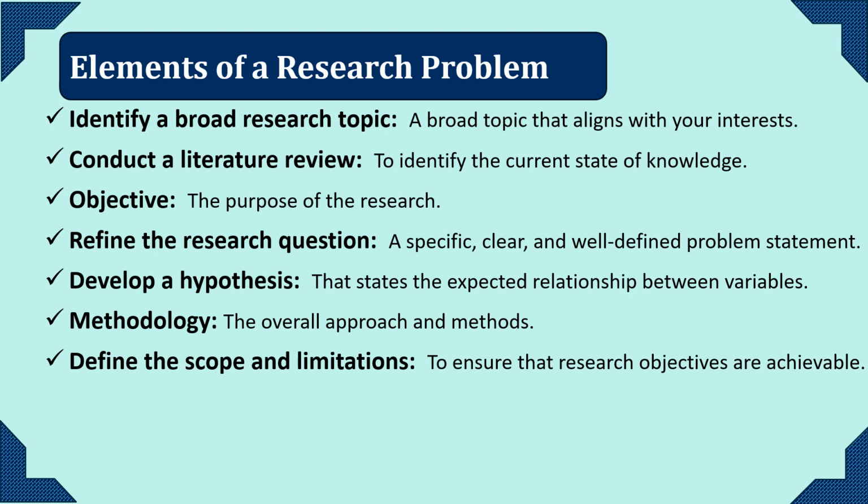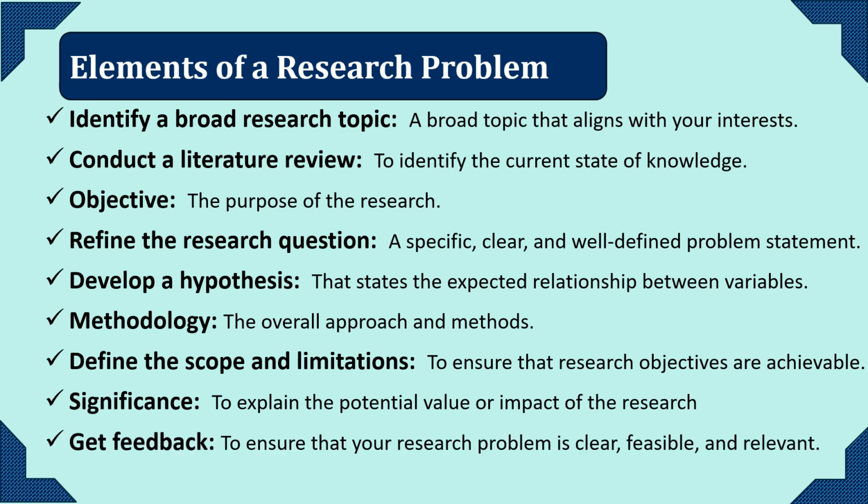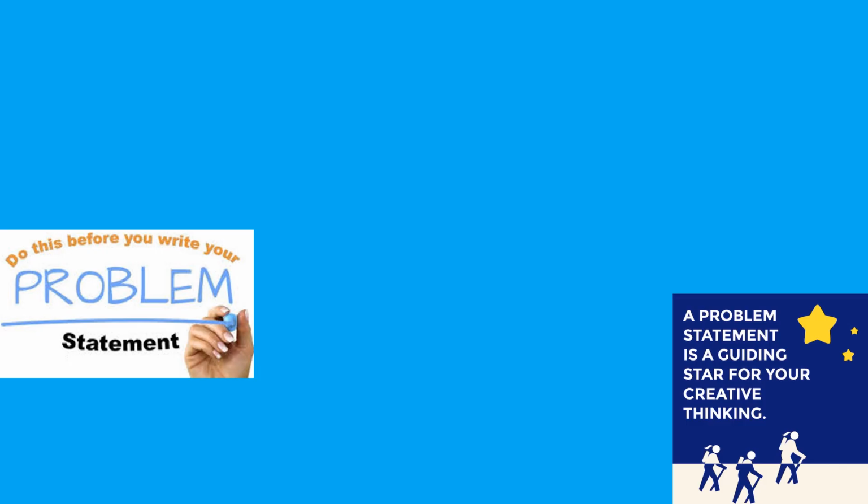Define the scope and limitation. Define the scope and limitation of your research problem. This will help you focus your study and ensure that your research objectives are achievable. Significance. A statement that explains the potential value or impact of the research, its contribution to the field of study, and how it will add to existing knowledge. Get feedback. Get feedback from your advisor or colleagues to ensure that your research problem is clear, feasible, and relevant to the field of study.